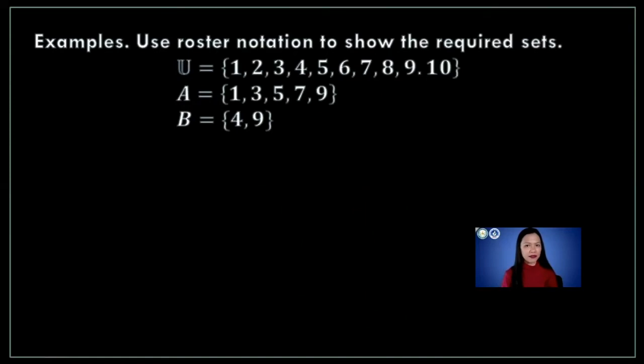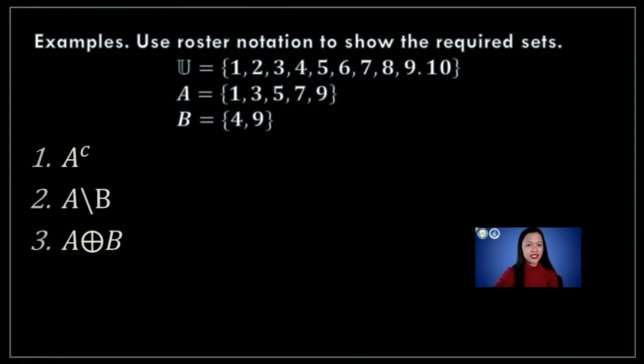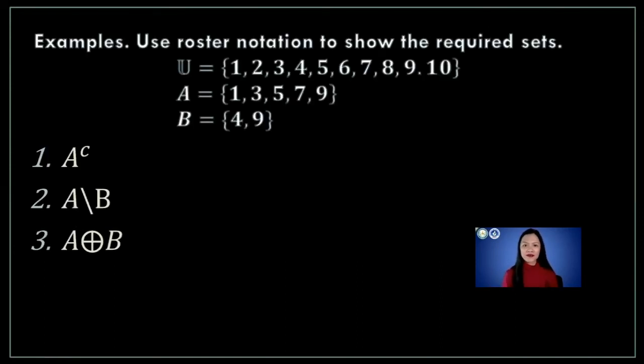Let's have this example. Let us use roster notation to show the required sets. The universal set is the set containing the integers from 1 to 10. Set A has the elements 1, 3, 5, 7, and 9, while set B has the elements 4 and 9. Let's find A complement, the difference of set A and set B, and the symmetric difference of A and B. I will give you time.